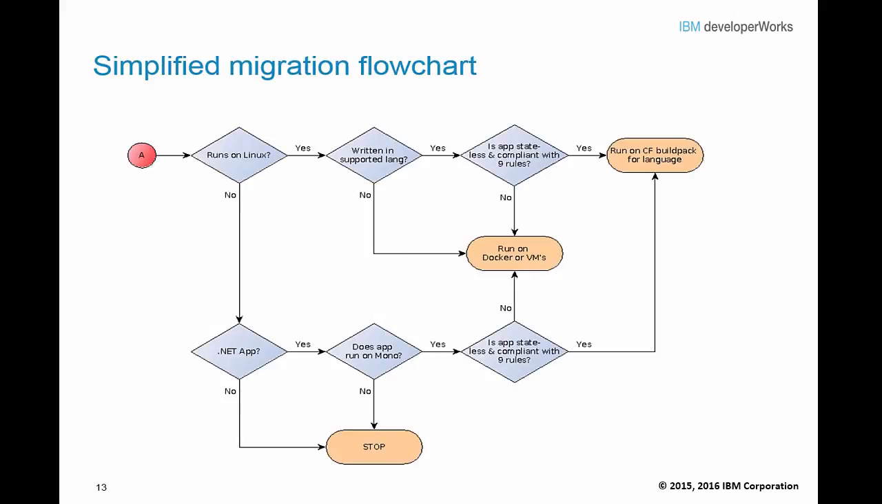This flowchart walks you through considerations for running applications supported on Linux OS, as well as .NET applications, to ensure they can run on Cloud Foundry and IBM Bluemix. The flowchart also suggests the best runtime environment between Cloud Foundry build packs, Docker containers, and OpenStack VMs.